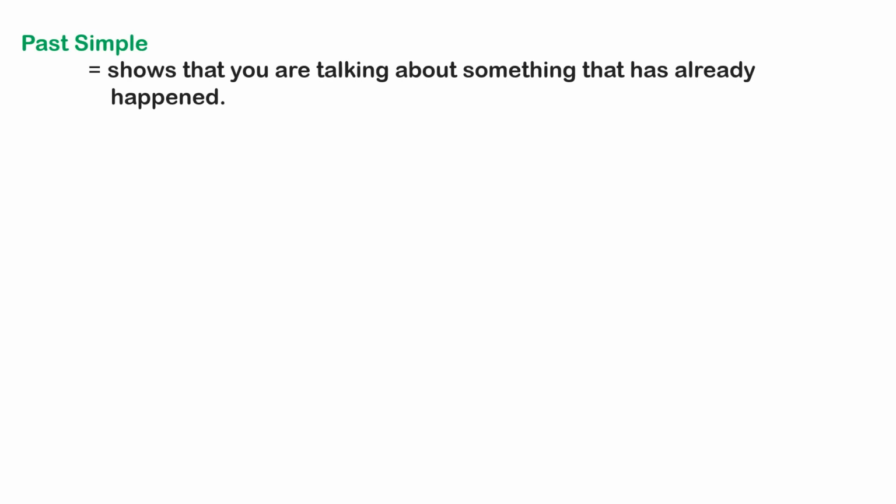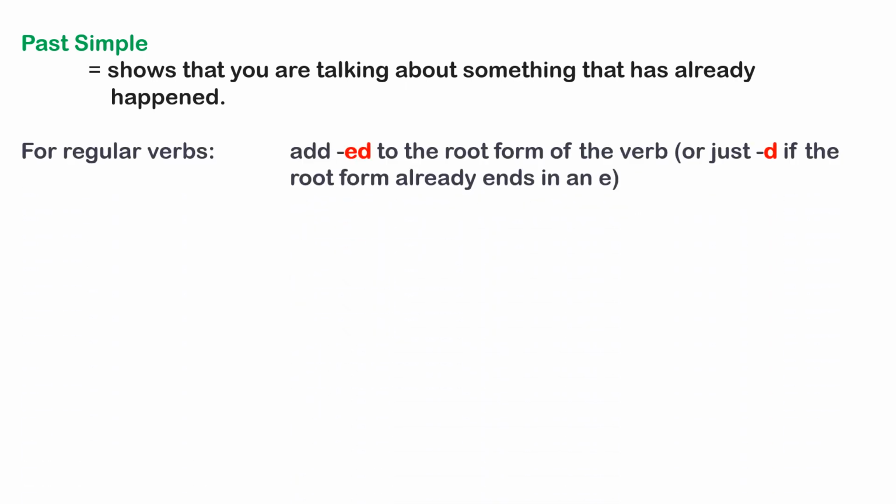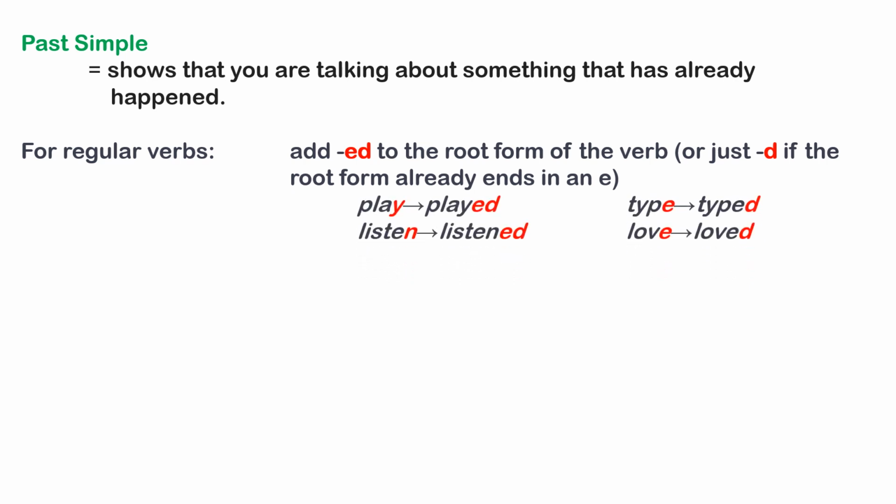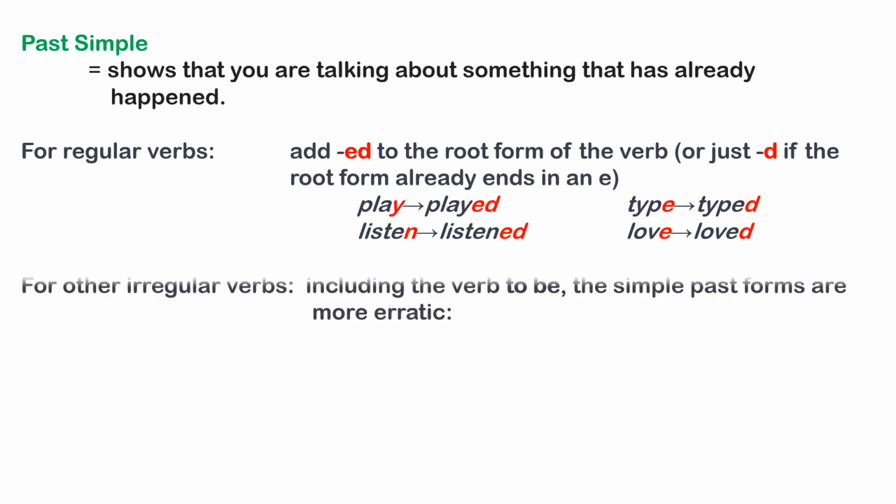Let's remember that past simple shows that you are talking about something that has already happened. For regular verbs, you are going to add ed to the root form of the verb, or just d if the root form already ends in an e. Examples: play, played; listen, listened; type, typed; love, loved.